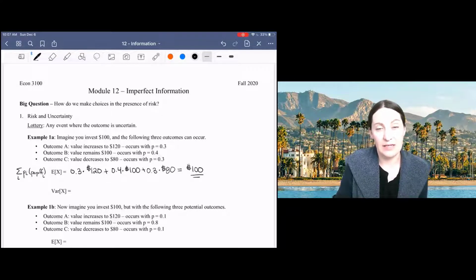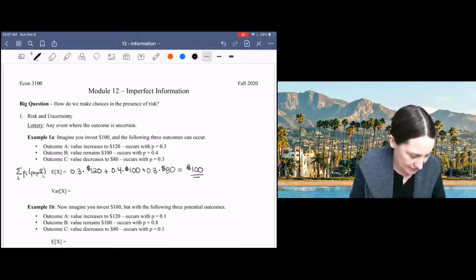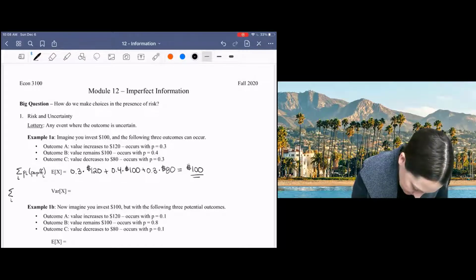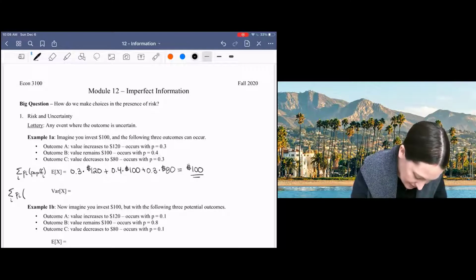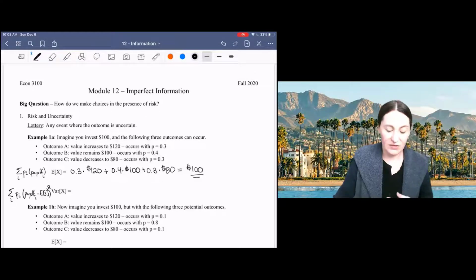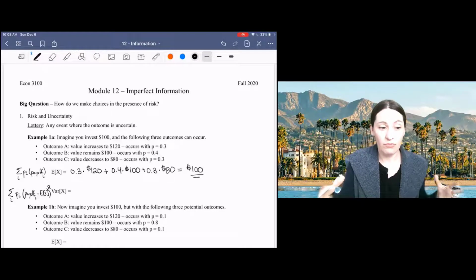Before we get there, we want to do one more thing to characterize this lottery. We know the expected value is $100, but we also want to think about the range of potential outcomes. And we do that by calculating the variance of the lottery. So just like in statistics, we'll calculate the variance by taking the sum, for each outcome, of the probability of that outcome times the difference between the outcome's payoff and the expected value of the lottery, the average outcome. And then we'll square that, of course, because some of them will be positive and some of them will be negative. And we want a measure of how far from the average.